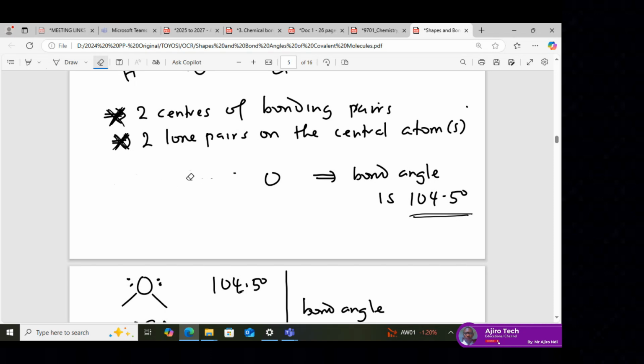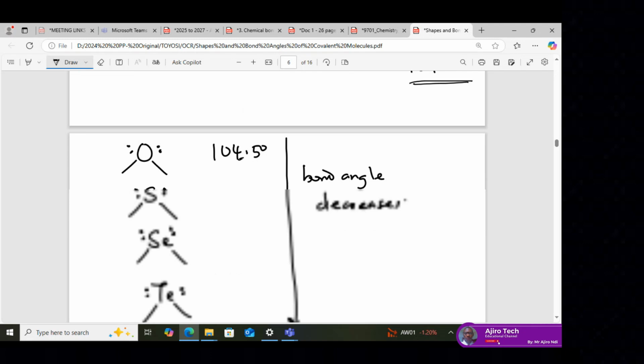Now, when you replace oxygen with sulfur, or with selenium, or with tellurium, what happens to the bond angle? It decreases. You have to know that. You are not supposed to know the values. What I mean is this.